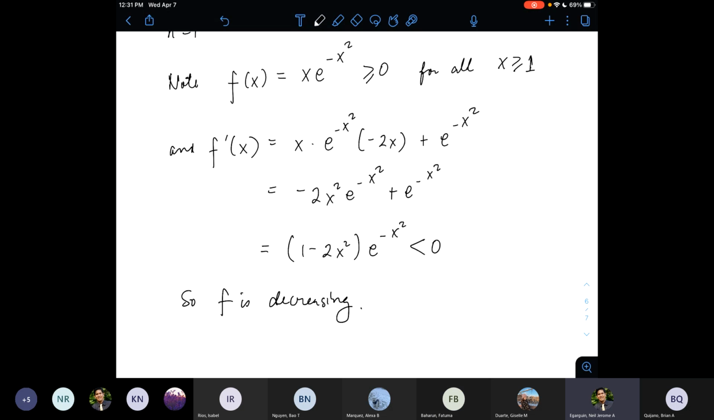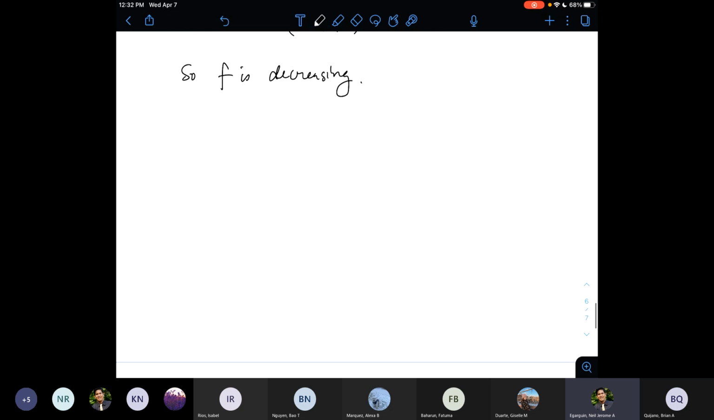But I hope you see the point, right? So the derivative is always less than 0, at least when x is greater than or equal to 1. That's why I need to change it a bit to take care of those technical details. But I hope you are now convinced that f is decreasing. It's always positive. So I can apply the integral test.